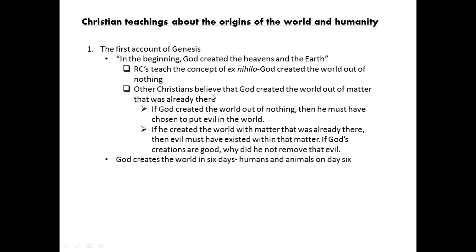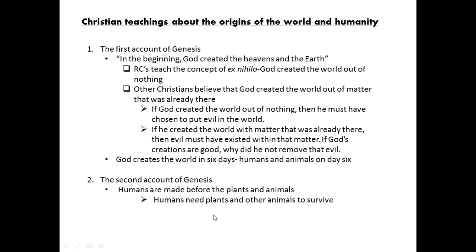There's also something that you need to take into account with the book of Genesis, teachings of the origins of the world and humanity, and this is that God created the world in 6 days, and that humans and animals were created on that 6th day. The second account of Genesis, in a little less detail, goes along the lines of the humans being made before the plants and animals, and the only real contradiction here is that it doesn't take a rocket scientist to realise that in life humans actually need plants and other animals to survive. So how can we have been made before the plants and animals? There's no way we'd be able to live.